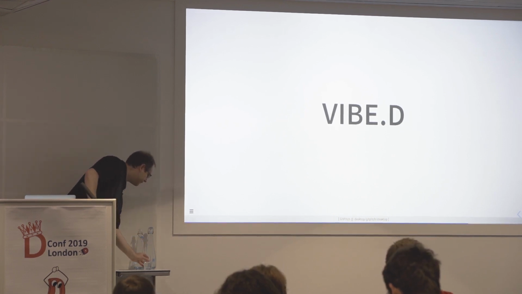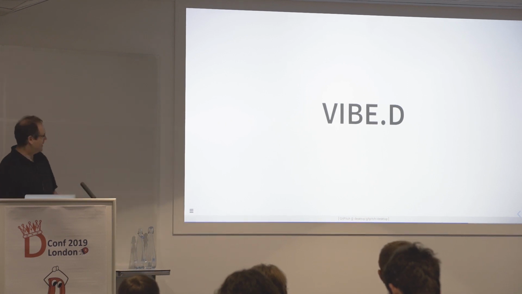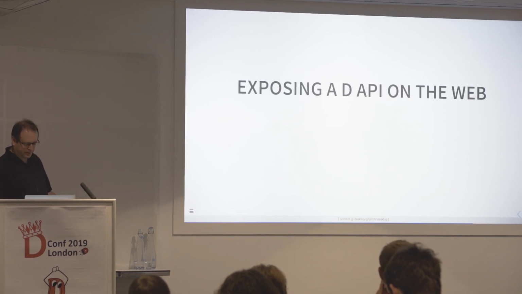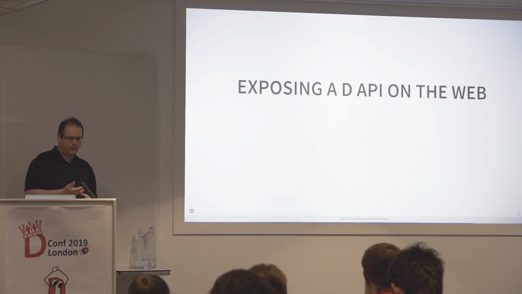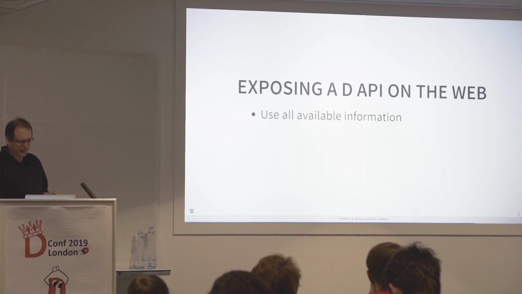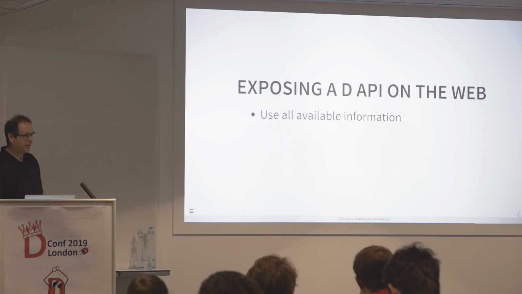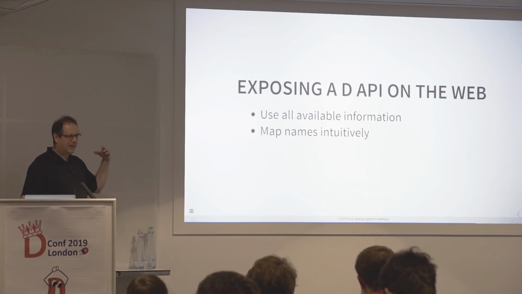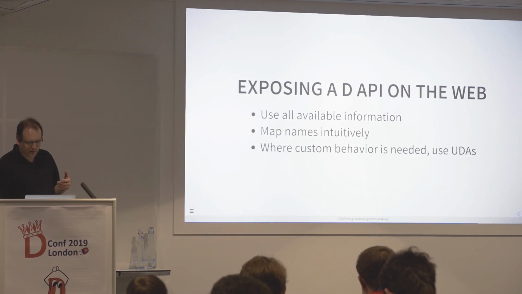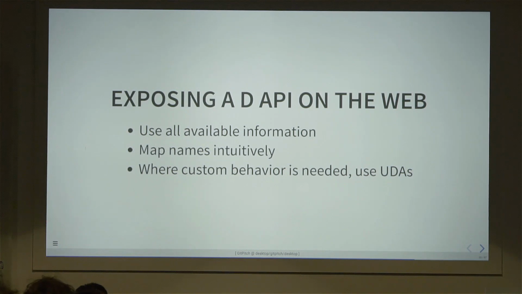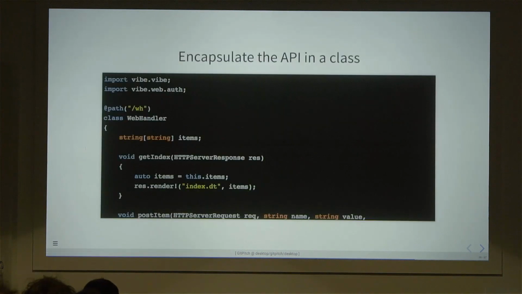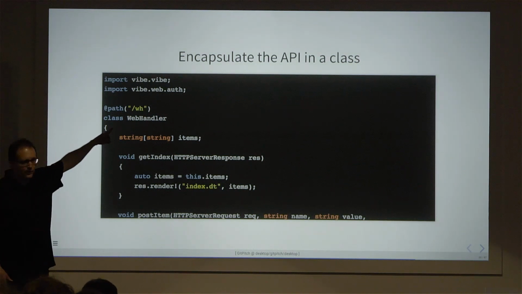I'm going to show you some VibeD magic here. If you want to expose a D API in the web with VibeD, you want to use all available information, map the names intuitively, and where custom behavior is needed, just use a UDA, just like we're doing with serialization. So let's say we have a simple web API here. The web API, we're going to say it lives as /WH.